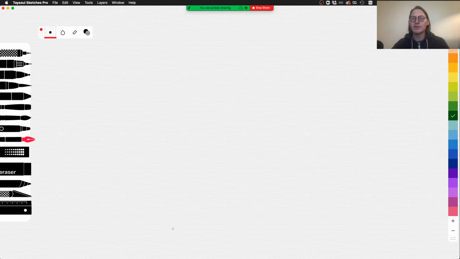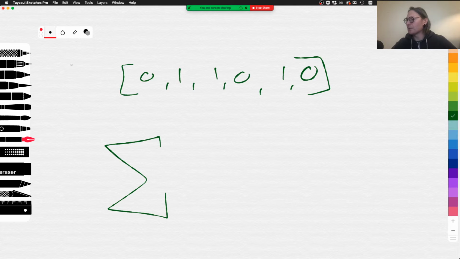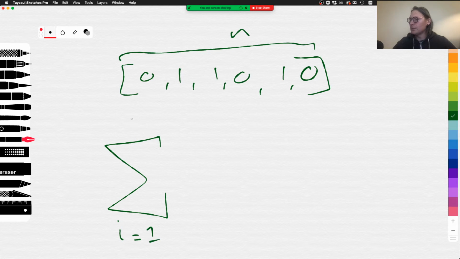And then I'm going to apply a very simple formula to this. If I have a binary list, 0, 1, 1, 0, 1, 0, let's say, I can sum the values in this list. Let's call this, this has a length n. So I can set I from 1 to n. And I'm going to take each of these bits, right? And I'll just call it bit. I'll call it b, and I'll do b sub I.